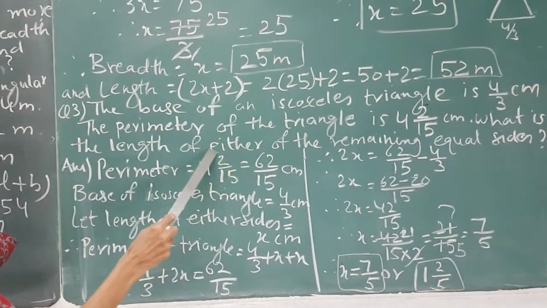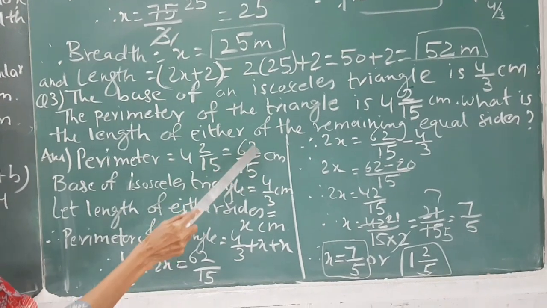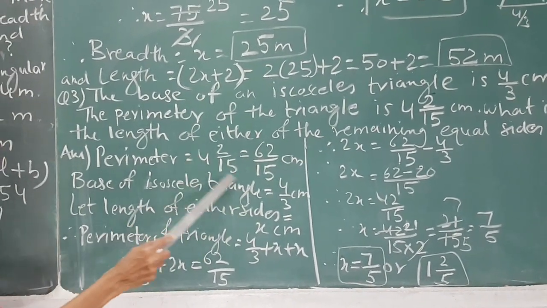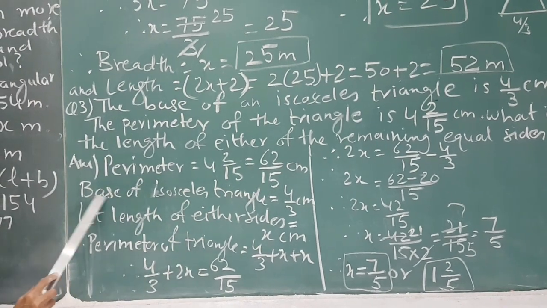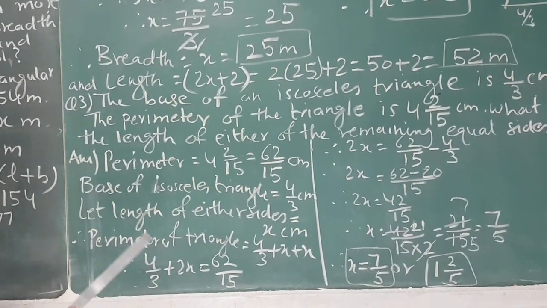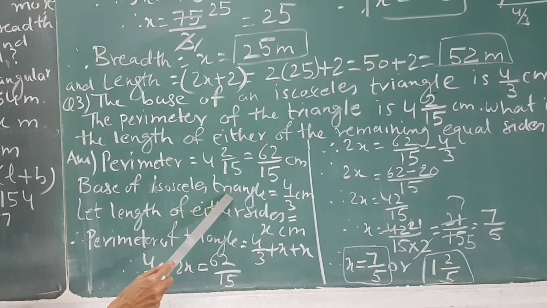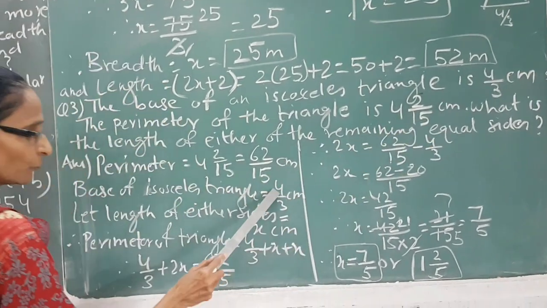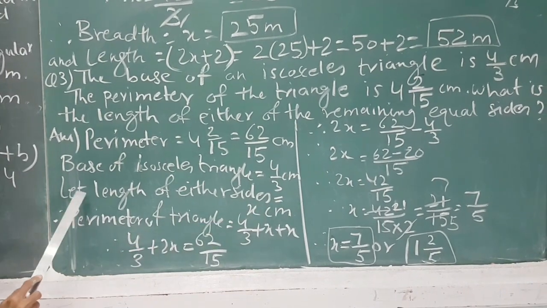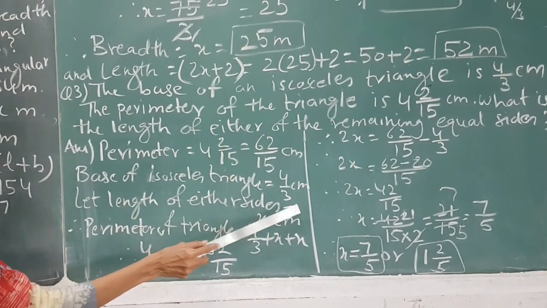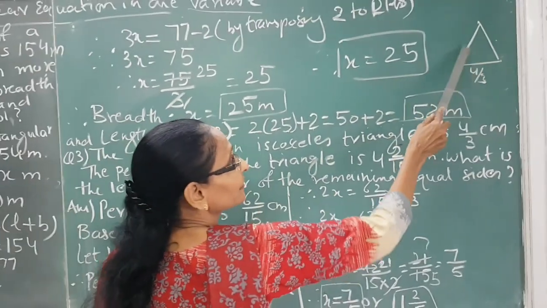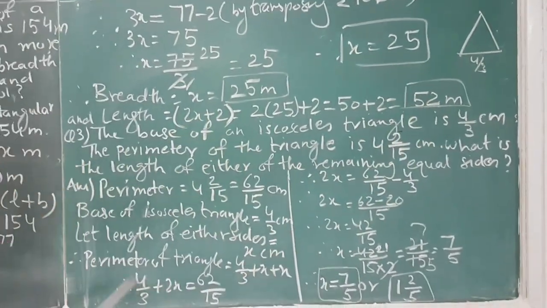So we will convert it into a fraction. So it will be 62 upon 15 centimeter, and you know how to convert this into a fraction. You have already learned in your previous class. Now, the base of the isosceles triangle they have given in the question. What is it? 4 upon 3 centimeter. Let the length of either side be x centimeter. We are supposing the length is x centimeter on both sides.